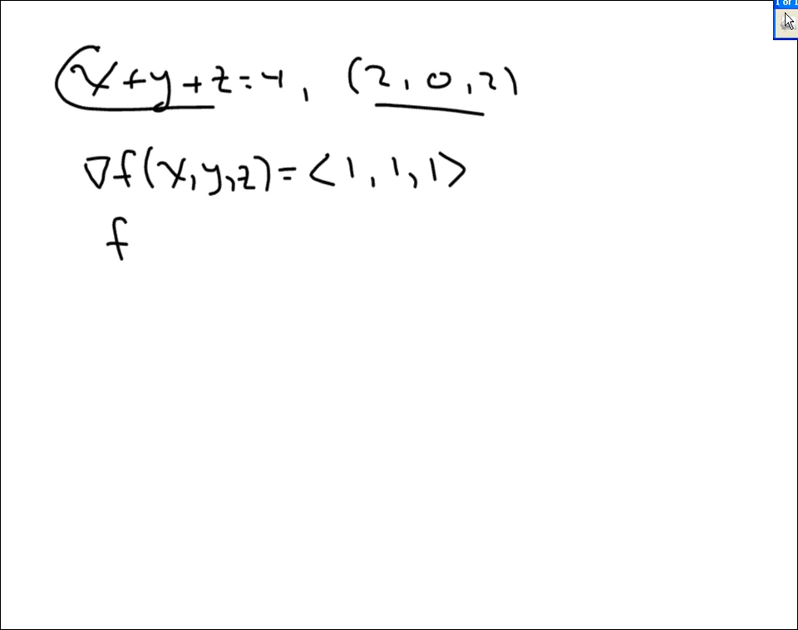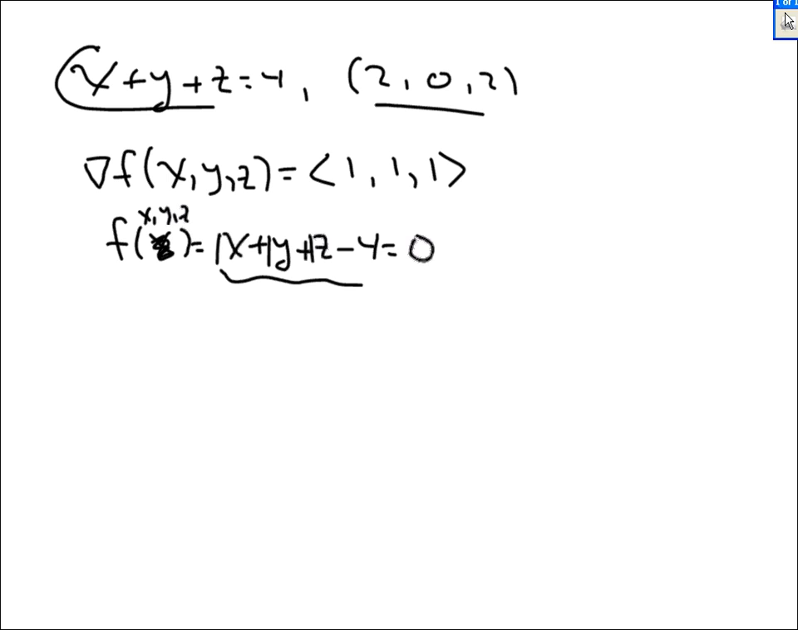What you can do is you can say that f of x, y, z is x plus y plus z minus 4 equals 0. The minus 4 is not doing anything. The partial of this with respect to x is 1. With respect to y, 1. With respect to z, 1.